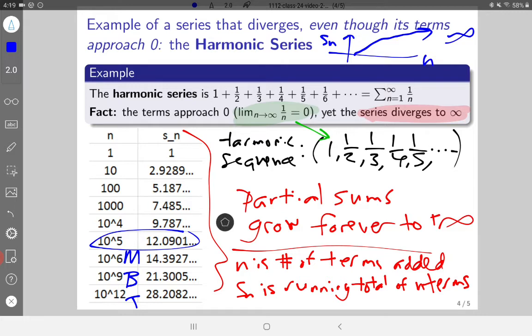If you want to make your series add up to something a little more than 12, you just got to take 100,000 terms. If you want to make it add up to a little bit more than 21, you got to make the number of terms a billion or more. If you want to make the total add up to, let's say, 100, well, gosh, I don't even want to think about how big a number you need, but you can get there if you wait long enough.